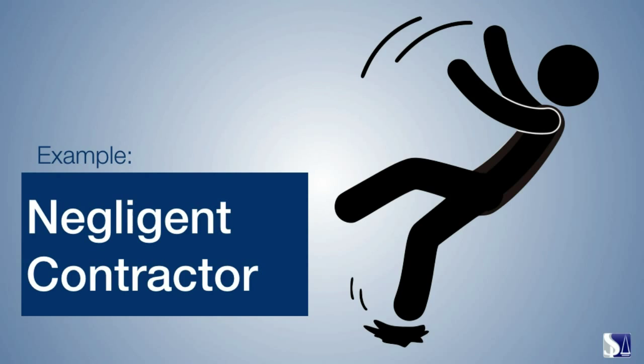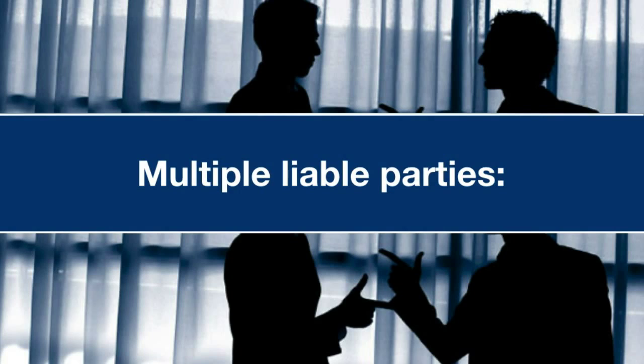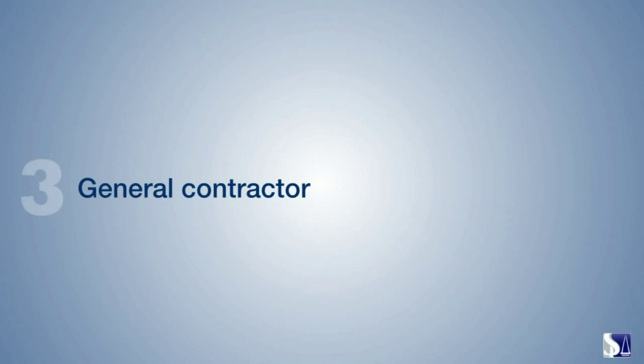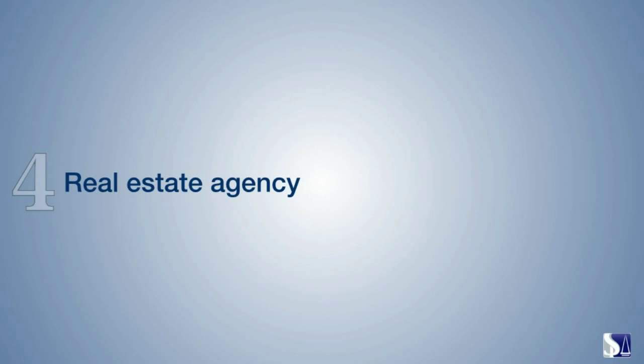Now in this example, there are multiple parties liable for Bill's injuries. The property owner and developer, the subcontractor cement company, the general contractor who hired the subcontractor cement company, and the real estate agent. Now that we've defined the responsible parties, the next question is, was the accident foreseeable?